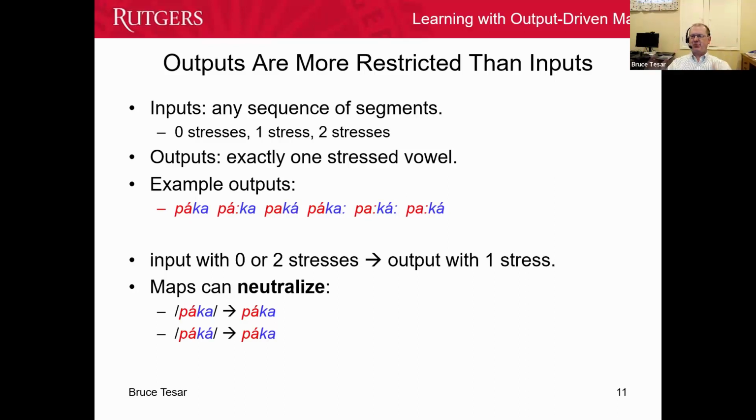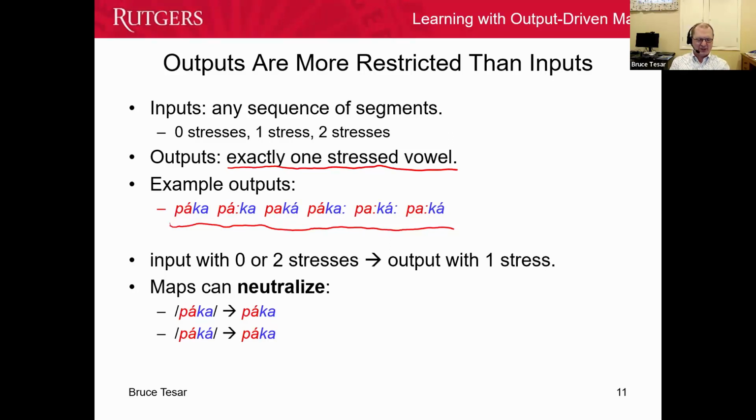Outputs, on the other hand, are subject to phonological restrictions. And one universal phonological restriction is that stress is culminative. That is, there is exactly one stressed vowel in the output. So every word has exactly one vowel that receives main stress. So for example outputs here, you notice they're restricted to a set of words where there is exactly one stress. In some cases, it's on the root vowel. In other cases, it's on the suffix vowel. But you can't have two stressed vowels in an output. You can't have no stressed vowels in an output.